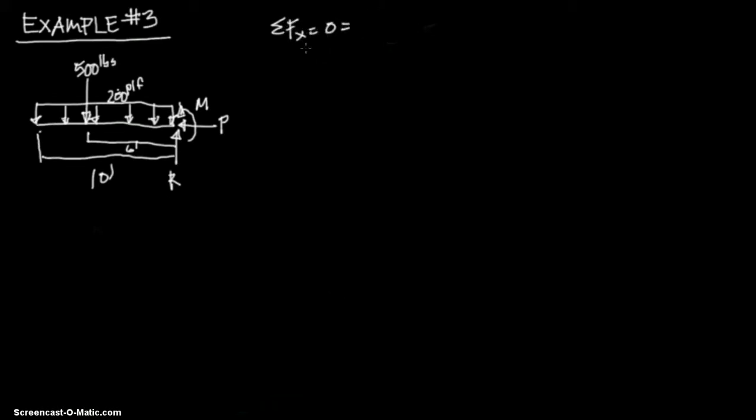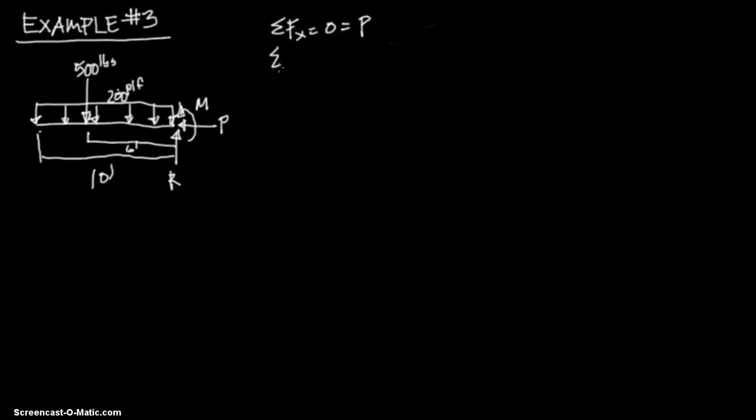You have the sum of the forces in the X direction equals 0. I'm not going to write out the three equilibrium equations, so hopefully you know them by now. And we know there's no other horizontal forces except P, so P equals 0. There we go. P equals 0, so we can pretty much get rid of that.